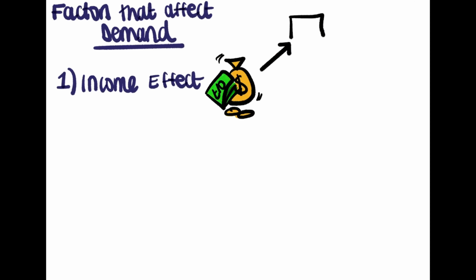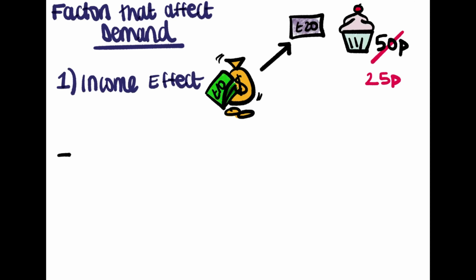Let's take a quick example. Imagine you had a £20 note and the price of cupcakes were 50p each. You could purchase 40 cakes. What if the price of cupcakes fell to 25p each? Now you can buy 80 cakes and your purchasing power has increased. This is called the income effect.